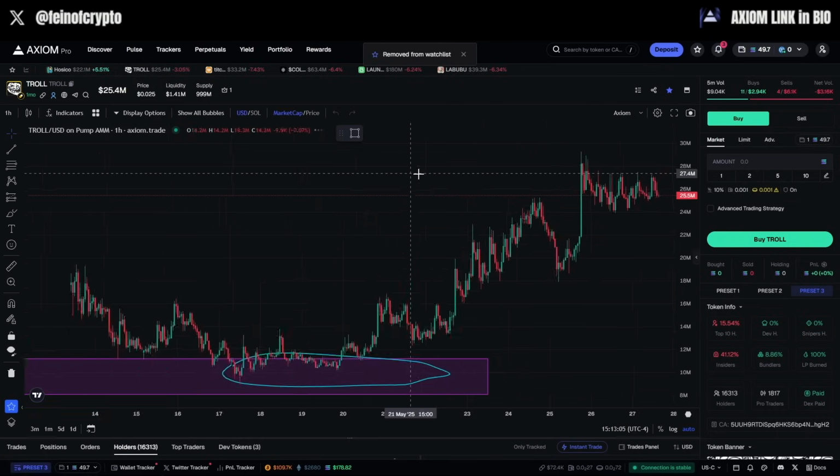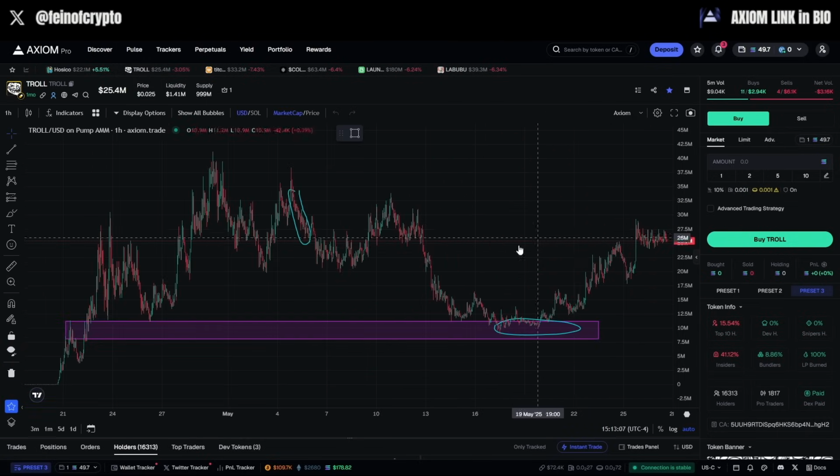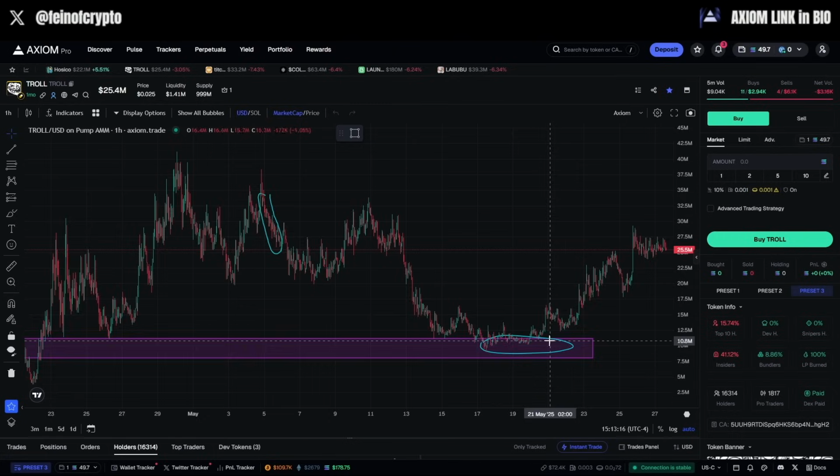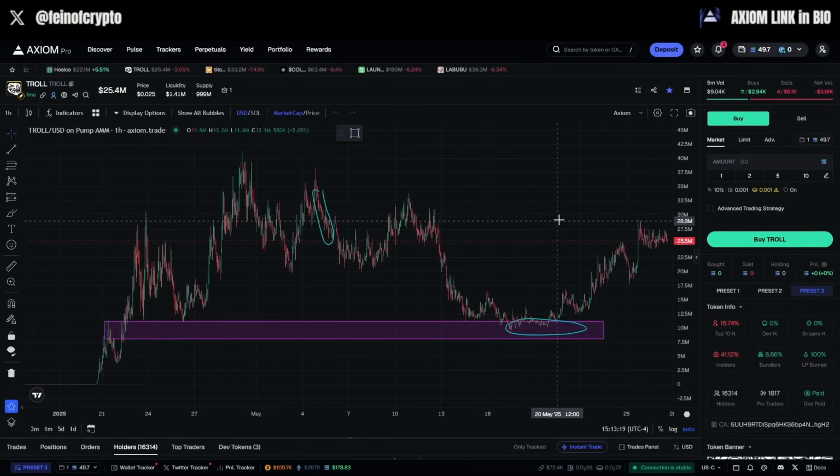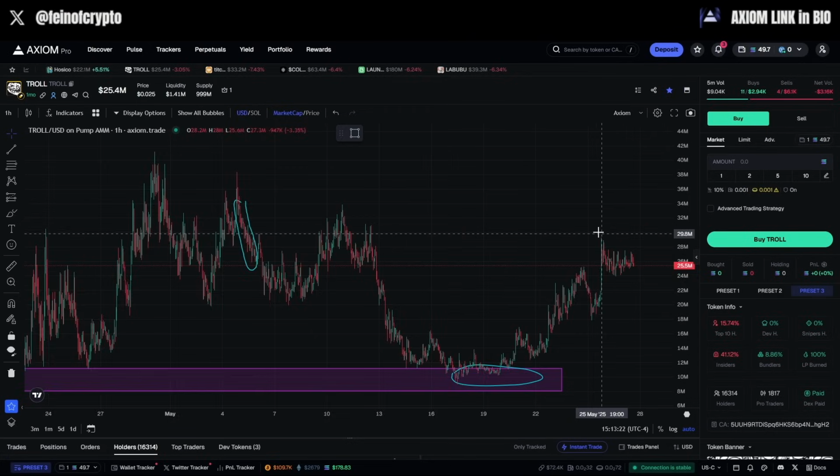Now let's look at, say, Troll, for example. We already discussed it, right? This zone was pretty good, bounced all the way back down, got farmed, heavy farmed here, bounced back off this 10 million psychological zone, bounced back all this. I'd stay away from this. It's getting heavy farmed, to be quite honest with you.